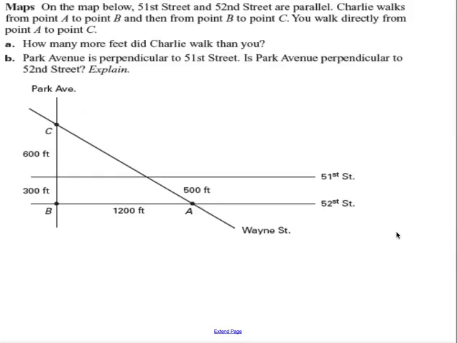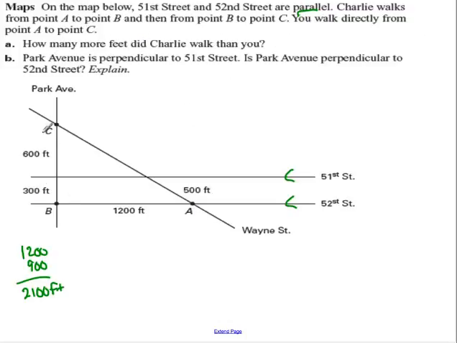Good questions for you to look at here. Sometimes you have some word problems. It says on the map 51st and 52nd Street are parallel. It tells us this, so it might be a nice thing to mark on here. These two guys are parallel. Charlie walks from point A to point B, so he walks 1,200 feet. And then from point B to point C, add those together, that gives us 900, like so. So he walked a total of 2,100 feet. You walked directly from point A to C. How many more feet did Charlie walk than you?